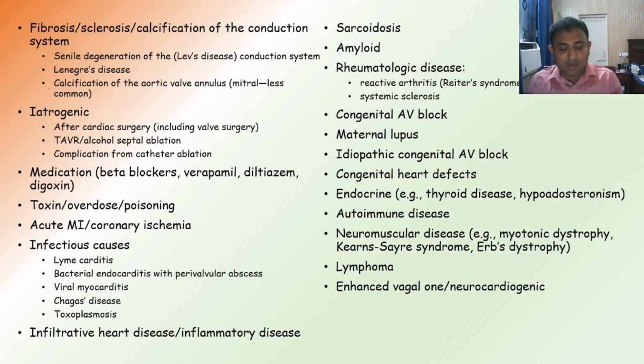The pacemakers like the RCA, AV node, they are supplied by the RCA, and then again a massive anterior wall MI also can lead to complete heart blocks. Infectious diseases like Lyme's carditis, bacterial endocarditis with perivalvular abscesses, Chagas disease, toxoplasmosis, infiltrative heart diseases caused by sarcoidosis, amyloidosis, hemochromatosis, rheumatological illnesses like SLE and systemic sclerosis.